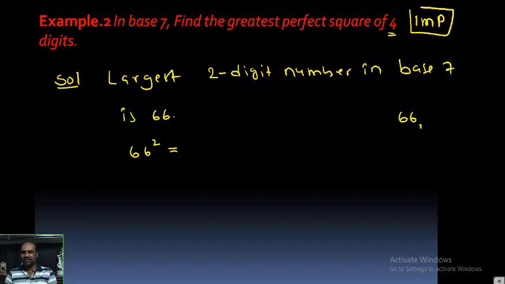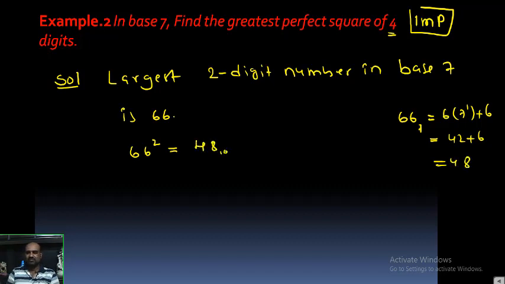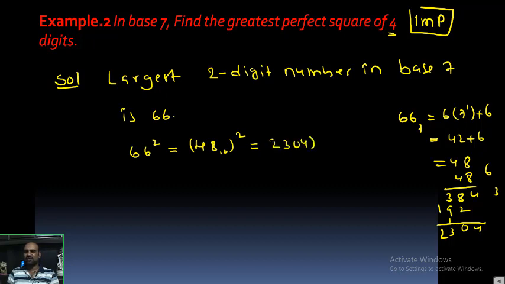66 base 7 is the same as 6 times 7 power 1 plus 6. That is equal to 42 plus 6, that is equal to 48 in our system. Square I want: 48 squared. 8 times 8 is 64, 8 times 4 is 32... the result is 2304, which is in base 10 only.